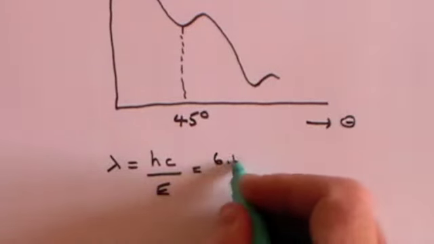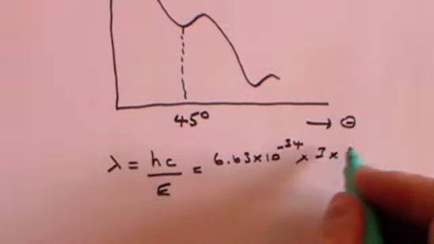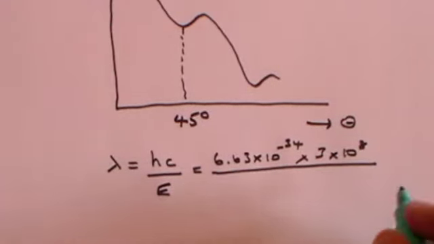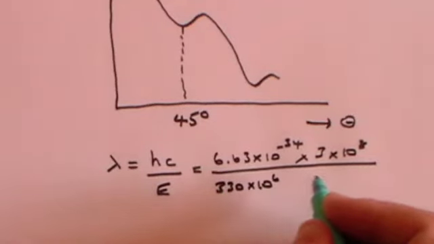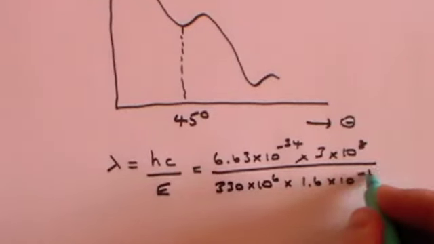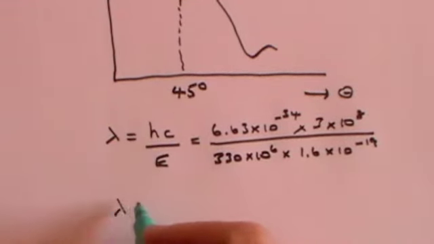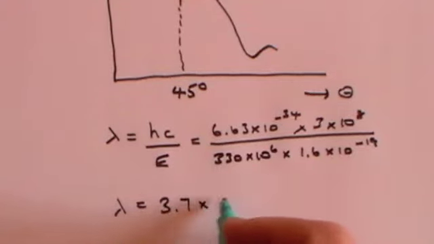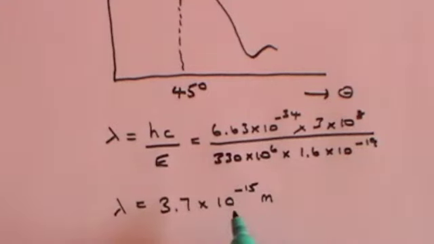Planck's constant is 6.63 times 10 to the minus 34. Speed of light, 3 times 10 to the 8th, divided by the energy, which you'll remember was 330 MeV. So we have to multiply by 10 to the 6 to get it into eV, and then by 1.6 times 10 to the minus 19 to get it into joules. If you do all of that, you should find that lambda, the wavelength of the electron beam, is 3.7 times 10 to the minus 15 meters. So it's of the right order. It's small enough to interact with the nucleus.